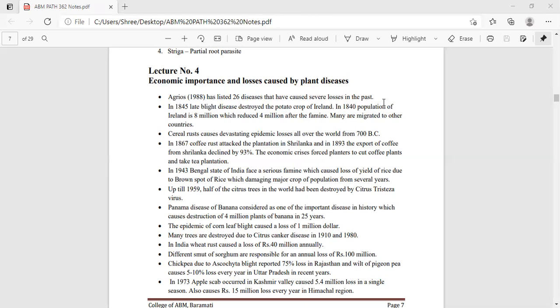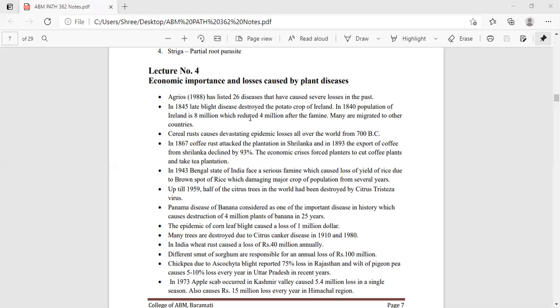There was no remedy or medication for that particular disease in the 1840s or 1845. So there were many losses, particularly in potato fields.